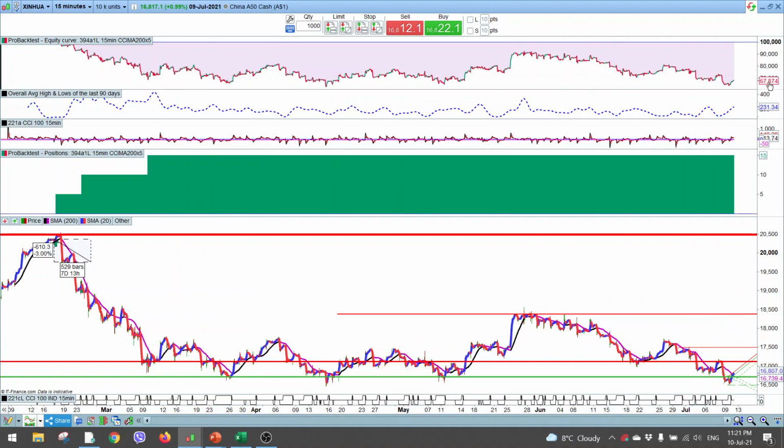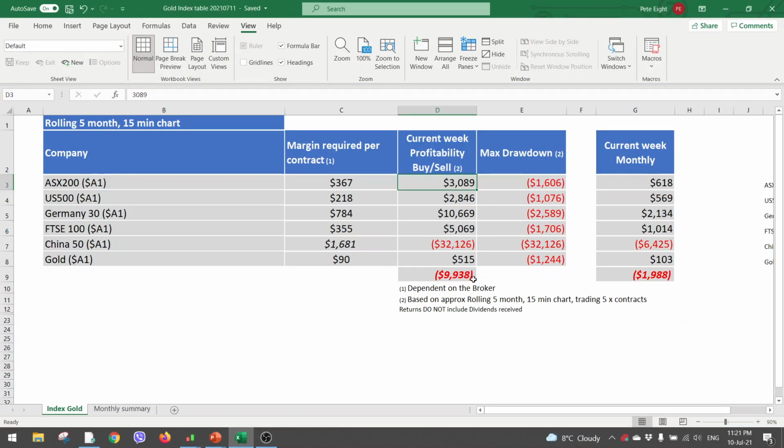Now this has fallen below our $100,000 baseline. It's sitting at 67,874. If you look at our profitability table for the moment, we're down $32,000 on the China market. So overall, even though we've made profits on all the other markets, including gold, we're down just under $10,000 due to the China market. And we use the maximum drawdown, which is the same as where we are in terms of the downside.